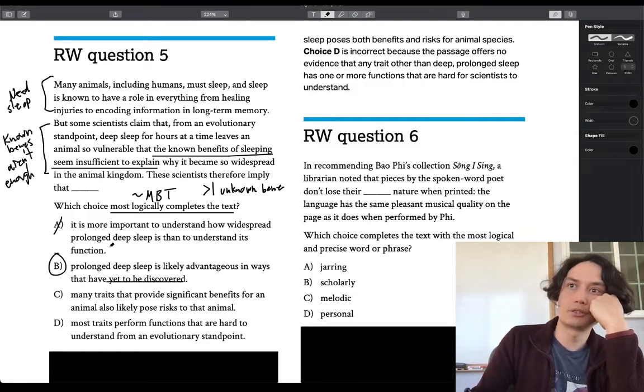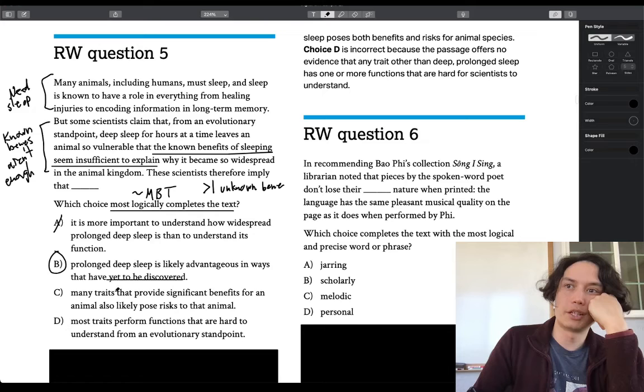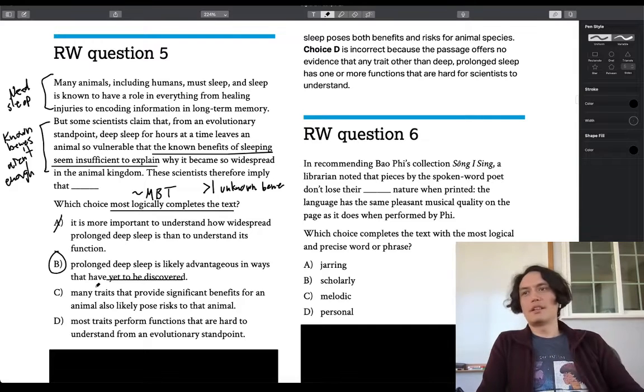Yeah, that's the right answer. There's unknown benefit. I like this weak wording. It's likely advantageous in ways. It's not certainly advantageous in these ways. Many traits that provide significant benefits for an animal also likely pose risks to that animal. Yeah, okay. This is good.